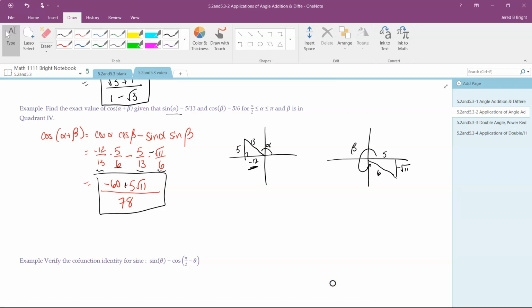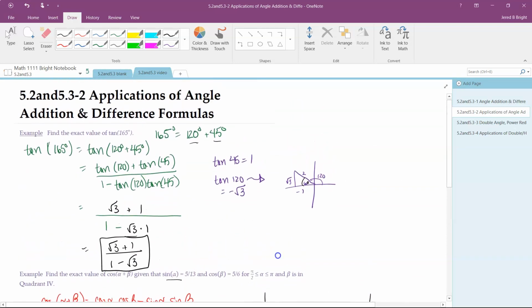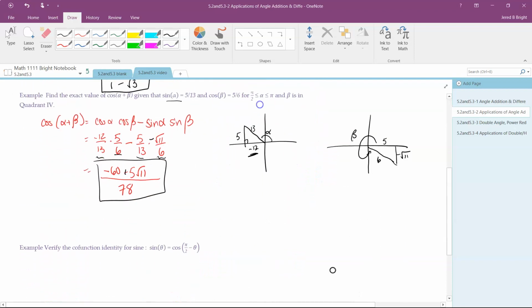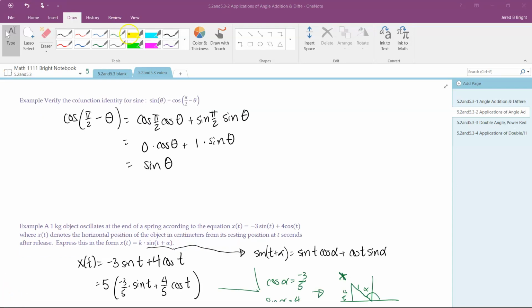Okay, so that is a couple examples that are reasonable for applying the angle addition and difference formulas. Two more examples. This third one is something that we could ask of you on a quiz or something like that. The other one is a nice little application that I want you to give a shot to. So again, pause the video, try these on your own, and then resume the video when you're ready to see the solution.